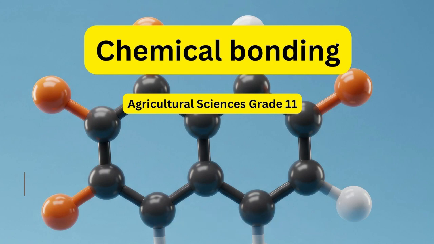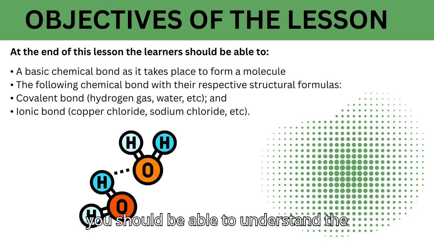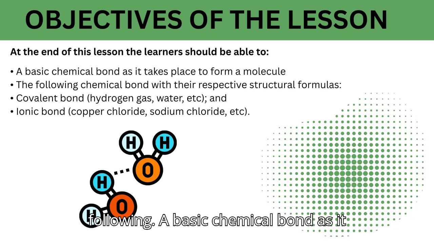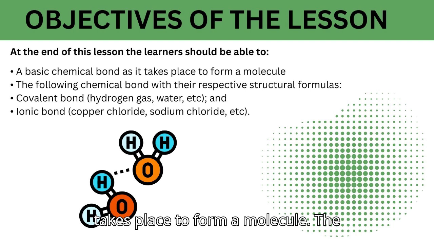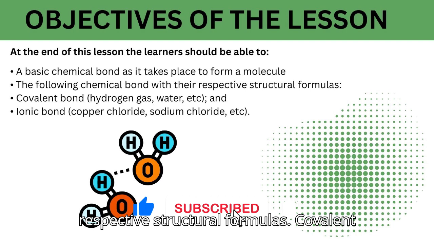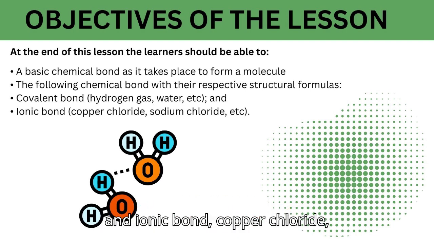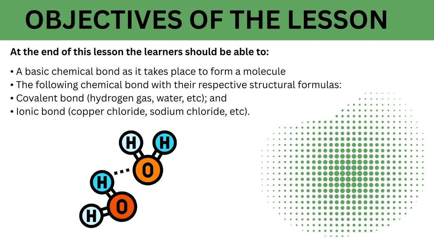Chemical bonding. Aims of the lesson. At the end of the lesson you should be able to understand the following: a basic chemical bond as it takes place to form a molecule, and the following chemical bonds with their respective structural formulas: covalent bond, hydrogen gas, water, etc., and ionic bond, copper chloride, sodium chloride, etc.